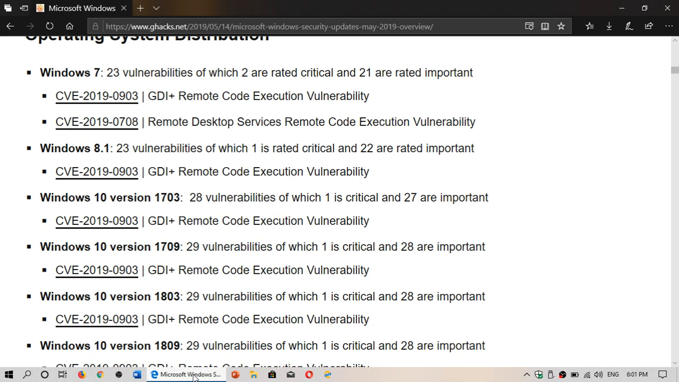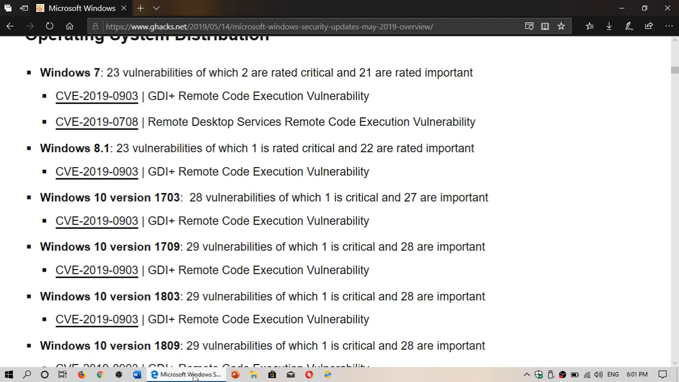We could see the rundown of flaws for each version of Windows. So, Windows 7 has 23 flaws, including 2 critical, 21 important. Windows 8.1 has 23 flaws, 1 rated critical, 22 important. And Windows 10, version 1703, has 28 flaws, 1 critical, 27 important.